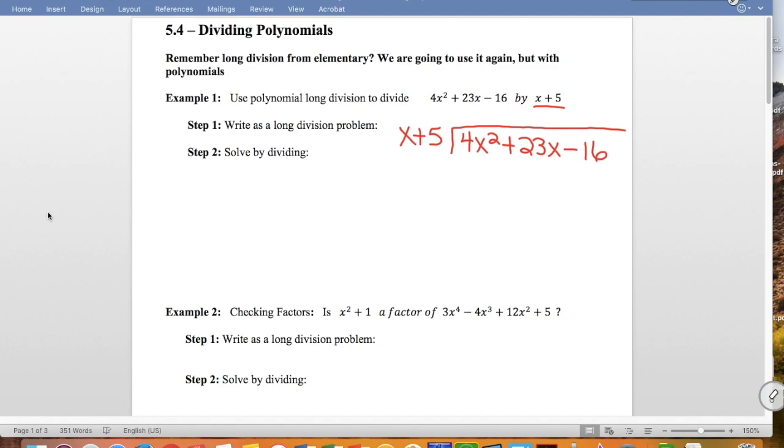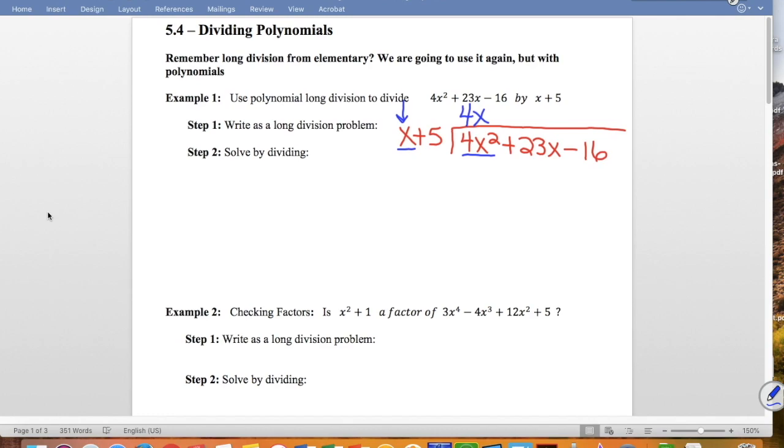Okay, and kind of like we did in grade school, I'm going to underline some things right here. We're going to look at the 4x squared, our leading term in our trinomial, and our leading term in our binomial. And that's what we're going to ask ourselves: how many times does x go into 4x squared? What do I need to do to this x right here to make it into 4x squared? Well, I need to multiply it by 4, and I need to multiply it by another x. Okay, so there's kind of where we're starting.